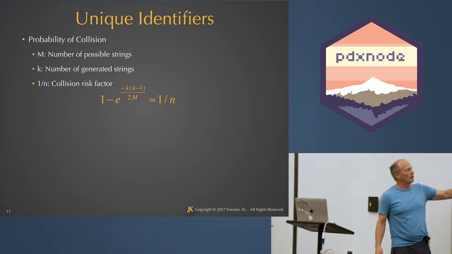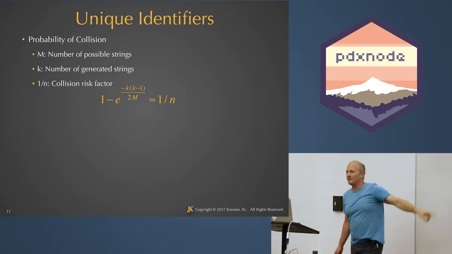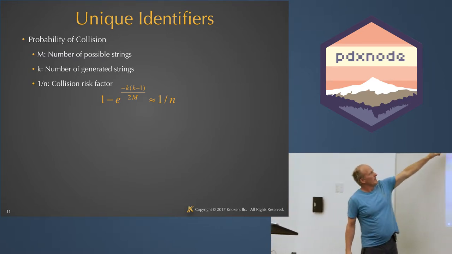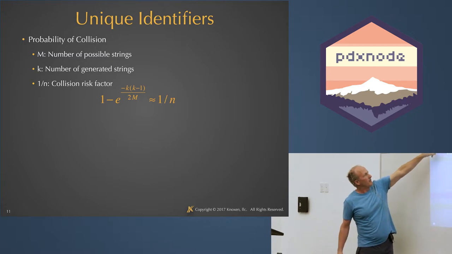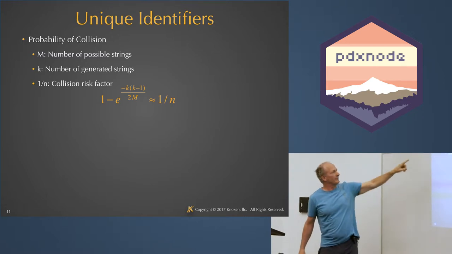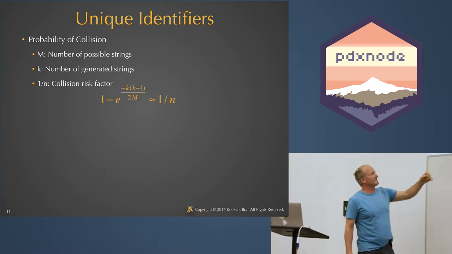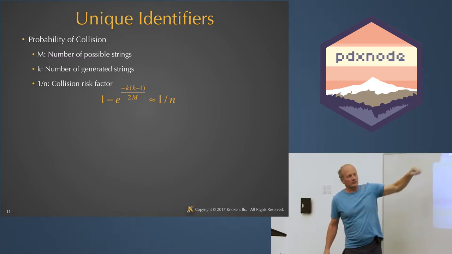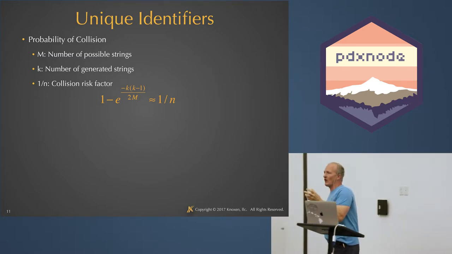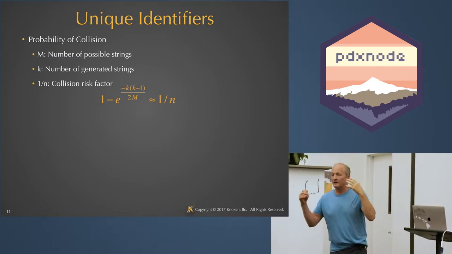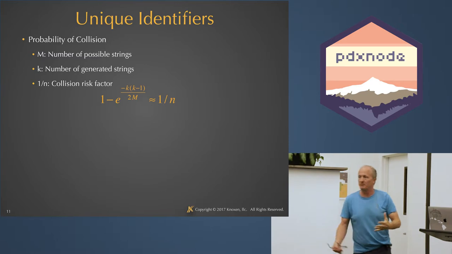Now I'm going to show how we're going to use that in this equation that came from the birthday paradox. M is the number of strings possible. I'm generating K of those, and this is my risk factor. We're going to switch that instead and say we're going to take the number of strings to be 2 to the n, where n is our entropy. Okay? We're going to calculate what that entropy needs to be.